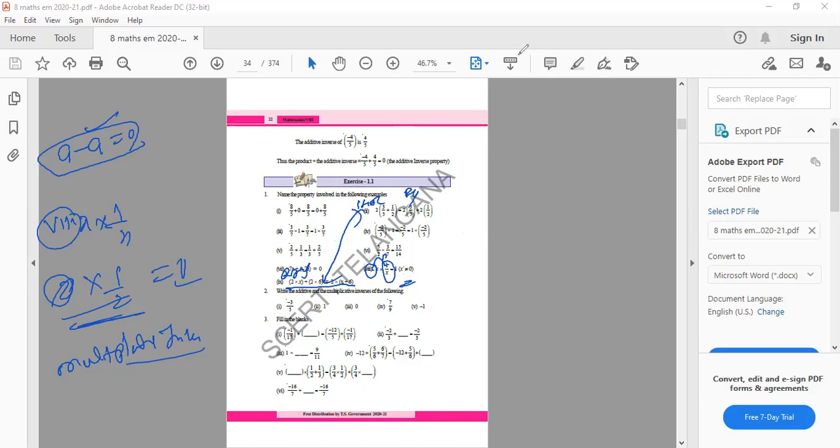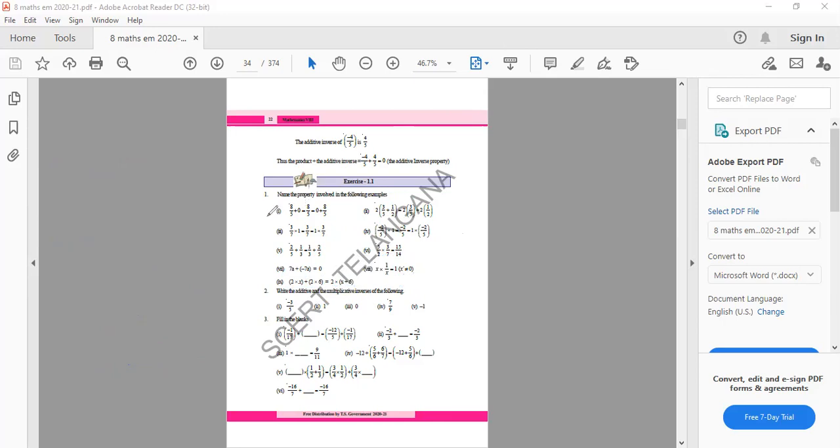Clear. So I'll try to recall all these things once again. You can check the answers. First one: you are adding something to 0 and getting the same thing only. That's called additive identity. Second one is distributive law. You are distributing the thing: 2 into 3 by 3 plus 2 into 1 by 2. Third one: you are multiplying with 1 and getting the same thing. This is called multiplicative identity.